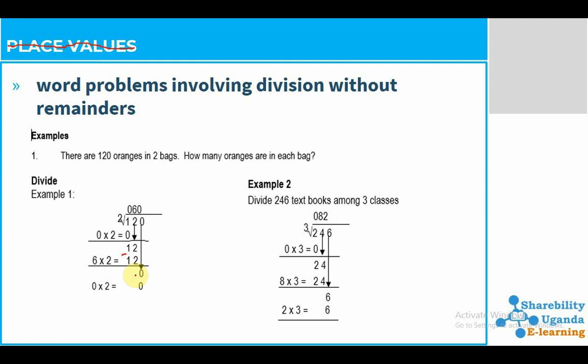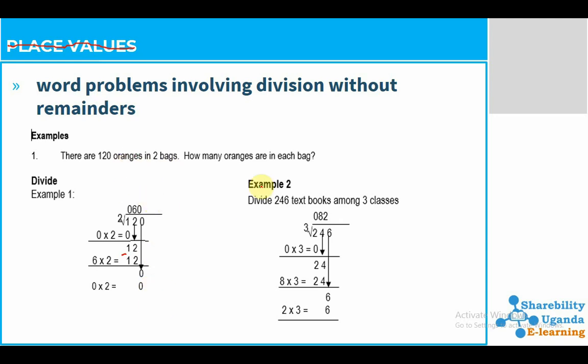Okay, so they brought this 0 and said, what is 0 divided by 2? Of course, you have to get a 0. So they said a 0 times 2, the answer is 0. So our final answer is 0, 6, 0. When a 0 is in front, it is the same as 60. Okay, so the answer here was 60. So that means each bag was having 60 oranges.